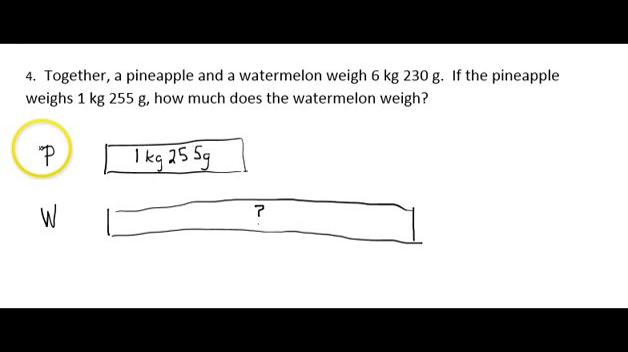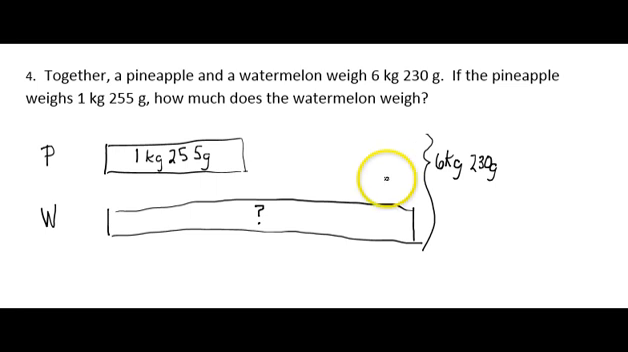But I don't know that measurement. All I know is that the two of them together equals 6 kilograms and 230 grams. So in order to come up with the measurement for the watermelon, I see that I need to subtract the weight of the pineapple away from the total. So I'll do that vertically off to the side.